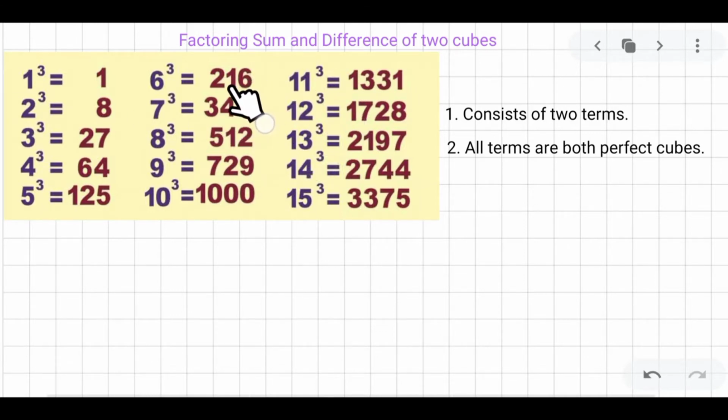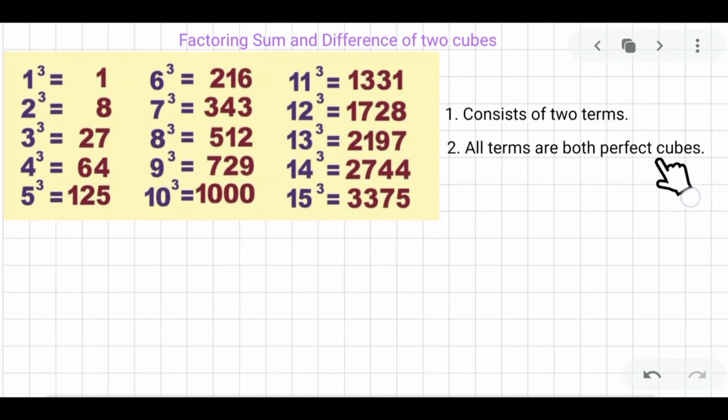Paano nyo malalaman if we can use sum and difference of two cubes in a given equation? First, dapat ang equation natin must consist of two terms, the same as difference of two squared. But the second one is all terms are both perfect cubes. Kapag sa difference of two squared, di ba dapat kailangan perfect square? Pero dito sa sum and difference of two cubes, iba sa kanya. Dapat all terms are both perfect cubes.